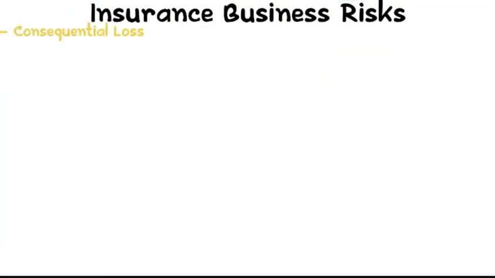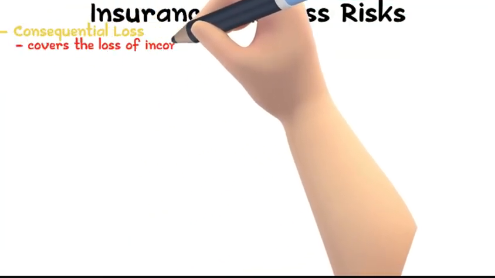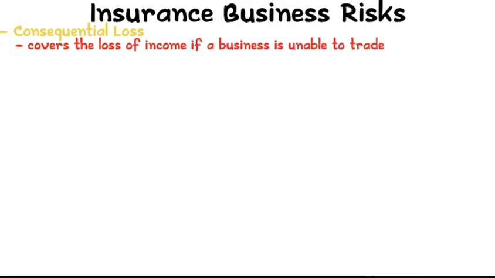Consequential losses. This covers the loss of income if a business is unable to trade due to any unforeseen circumstances. Some insurance policies cover the loss of income if there is a power cut, illness of key workers, or no components available due to supply delay. These losses are called indirect losses.